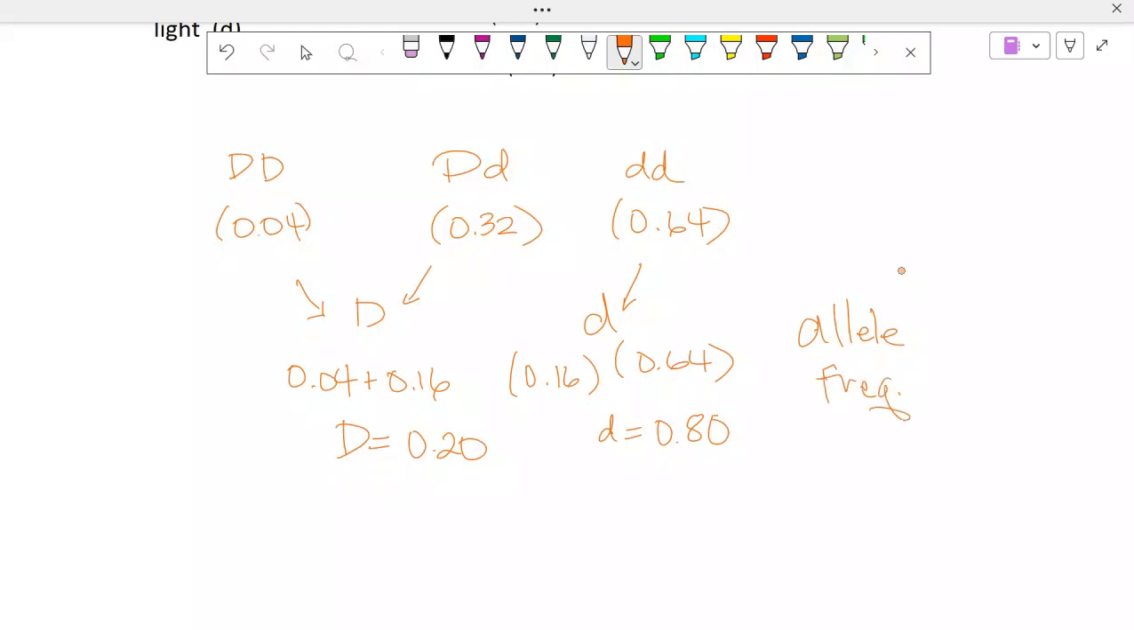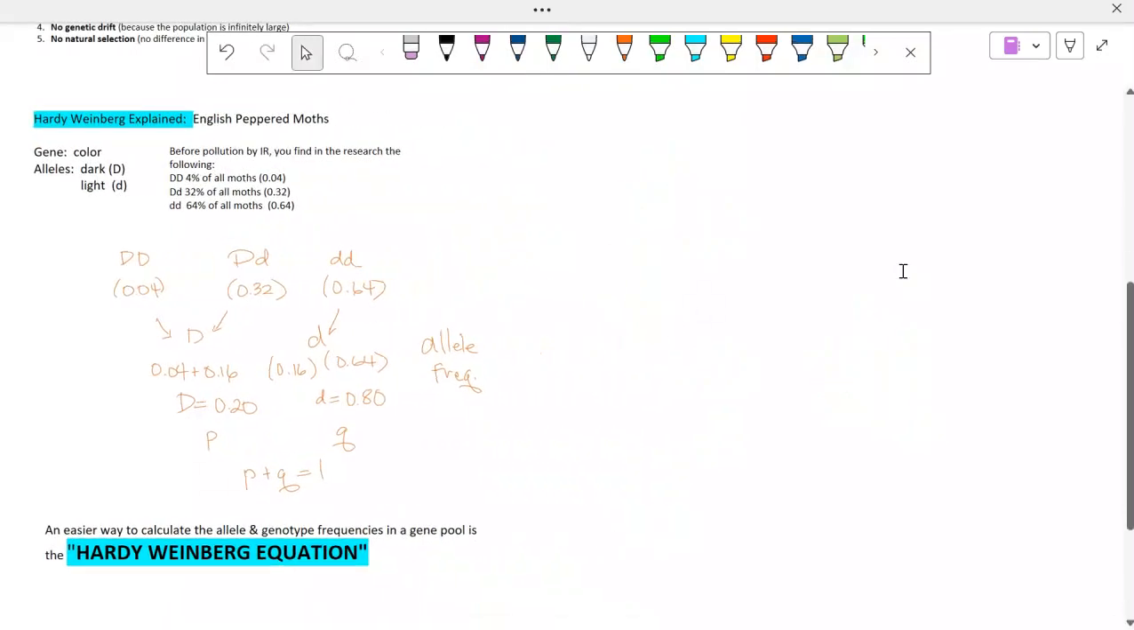And when we are talking about Hardy-Weinberg, we assign the value P for the dominant allele frequency and Q for the recessive allele frequency. And if we look, P plus Q must always equal 1. Okay. So that allows us to look at allele frequency.